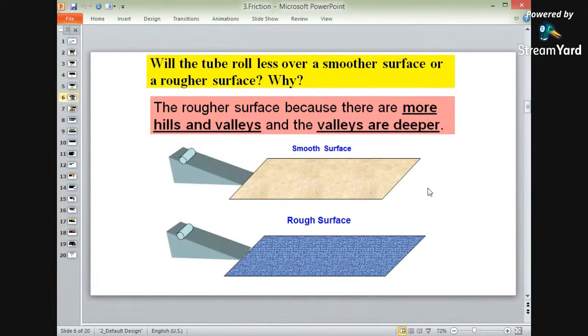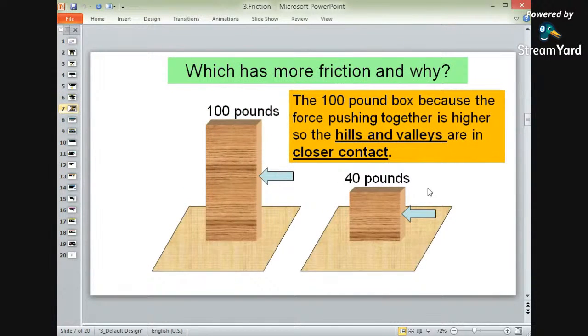Again, it depends upon the surfaces, that is, the smooth surface or rough surface. Will the tube roll less over the smoother surface, or on the rougher surface? These are the two examples. When there is a smooth surface, it will have less friction, whereas when it is a rough surface, it will have more friction. Okay? Again, these are the examples for this.